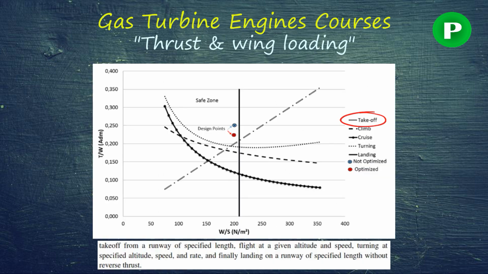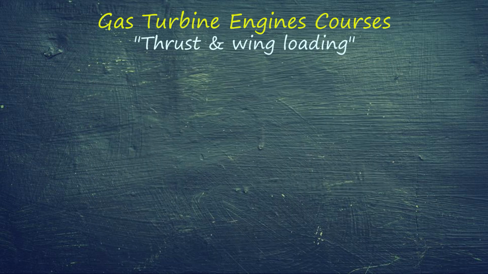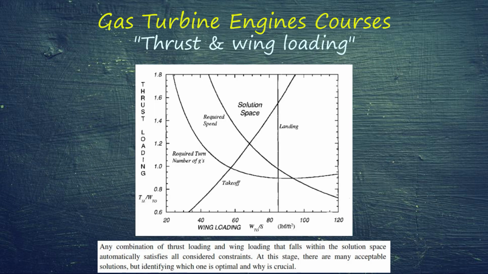Takeoff from a runway of a specified length, flight at a given altitude and speed, turning at a specified altitude, speed and rate, and finally landing on a runway of a specified length without reverse thrust. Any combination of thrust loading and wing loading that falls within the solution space automatically satisfies all considered constraints.